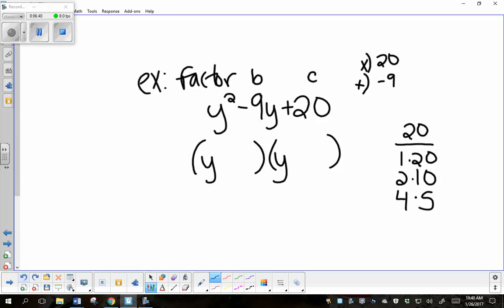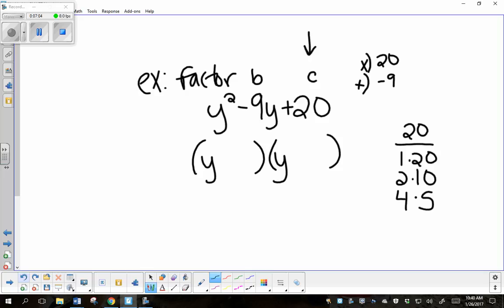So if we add those numbers up, 1 and 20, that gets us 21, not 9. If we add 2 and 10, that's 12, when we're looking for negative 9. 4 and 5 is positive 9, but I really wanted to get a negative 9 when I added them up. So what we can do is we can play with the signs here a little bit. Now we still want them to multiply to a positive 20 because my C term is a positive 20.